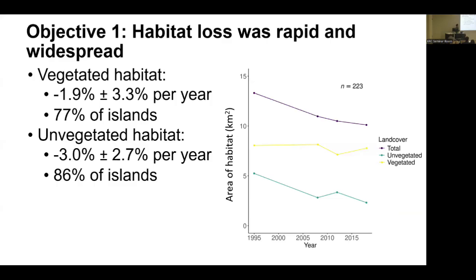Okay, so what do we find? We found that habitat loss was rapid and widespread. So vegetated habitats decreased at about 2% per year at 77% of our islands. And unvegetated habitats decreased by about 3% on average per year at 86% of the islands.